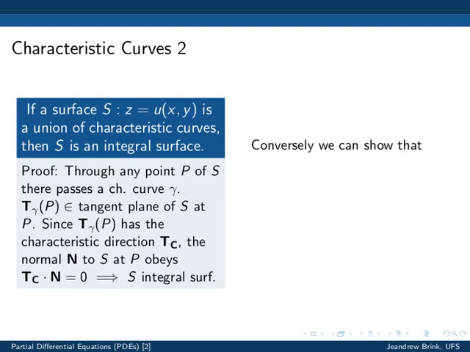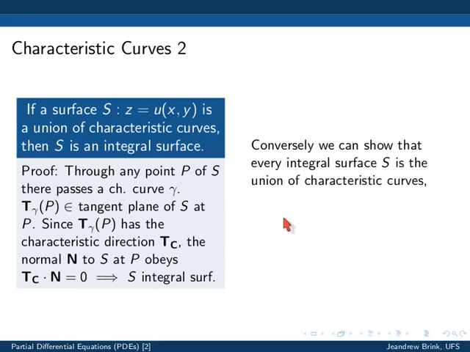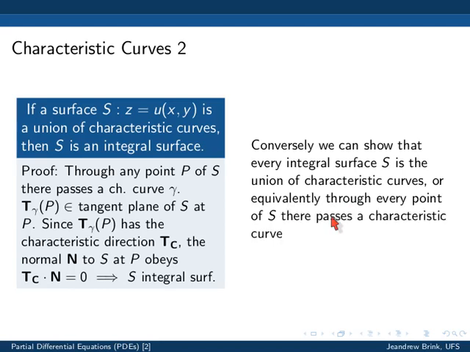Okay, the reverse part is a little bit longer to show, but the reverse is also, if you can show that every integral surface S is the union of characteristic curves, or equivalently, through every point of S there passes a characteristic curve. So it's onto, it's both ways. There's a one-to-one correspondence between the surface S and the union of characteristic curves. And so we're just going to show the next part now.